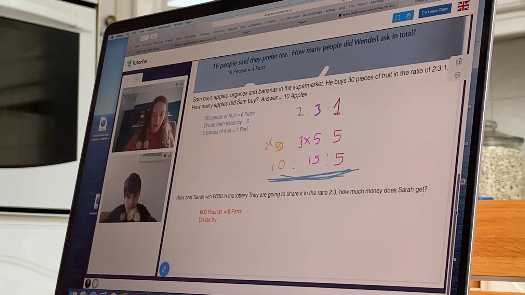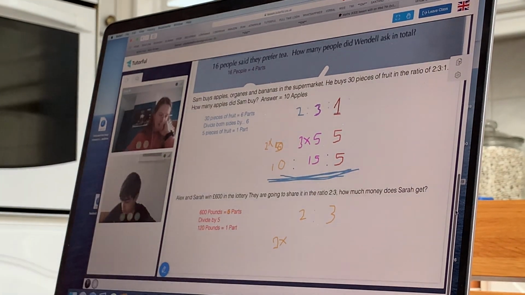So 120 pounds is equal to 1 part. So then Alex gets 2 parts. He gets 2 times 120, which is 240. Brilliant.